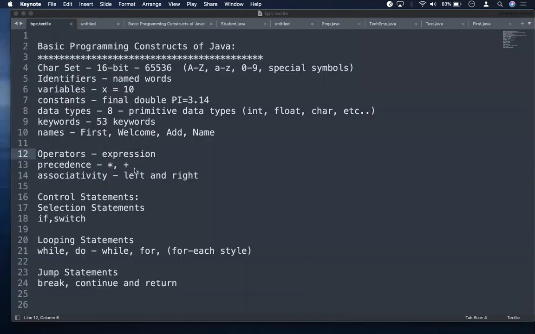As part of basic programming constructs, we have already seen the char set, then identifiers. Now it's time to know about the operators. By knowing operators, we can actually make a programmatic statement.